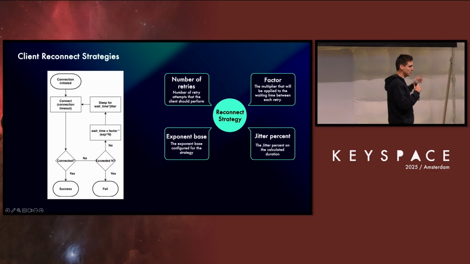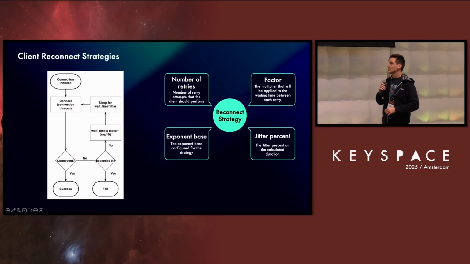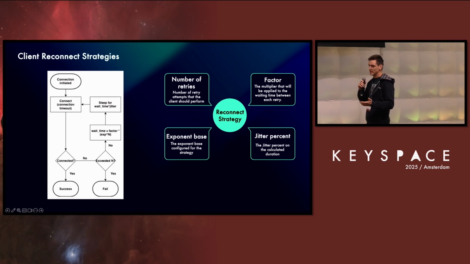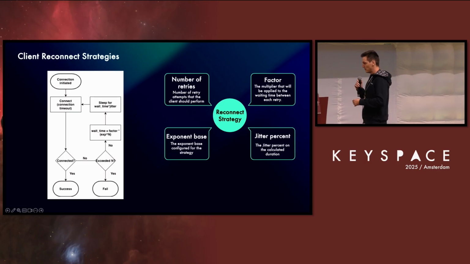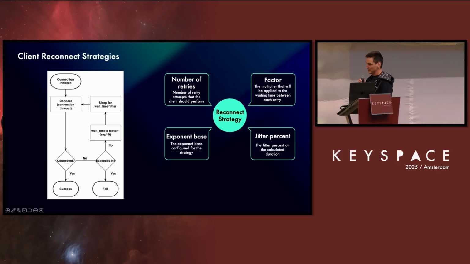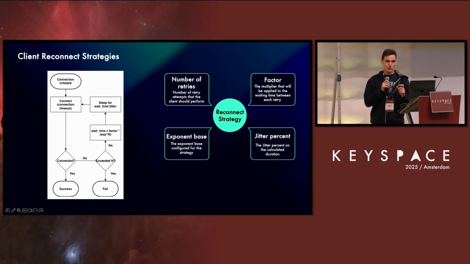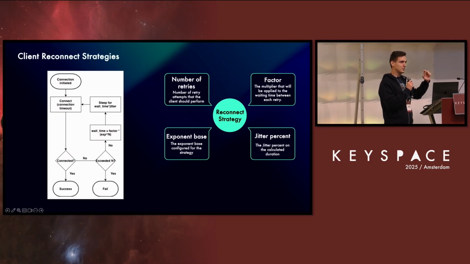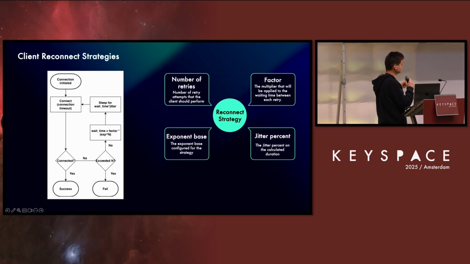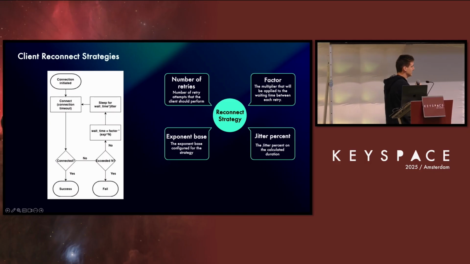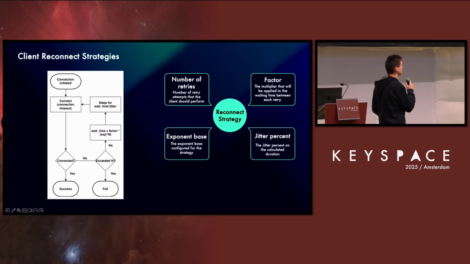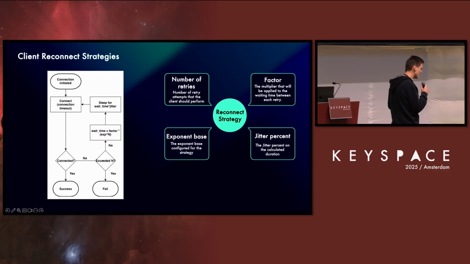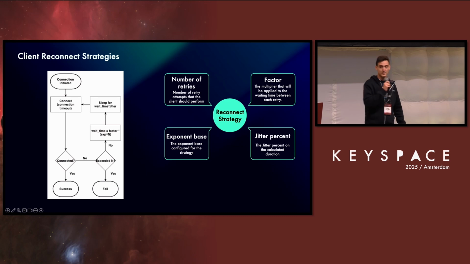In this strategy, we have four main elements. The first one is a factor, basically the base timeout of a connection attempt. We also have the exponent base. This component controls how the timeout grows with each failed attempt. Of course, we have the number of retries, for example, if the application wants to give up after some number of failures and propagate the error up the stack.